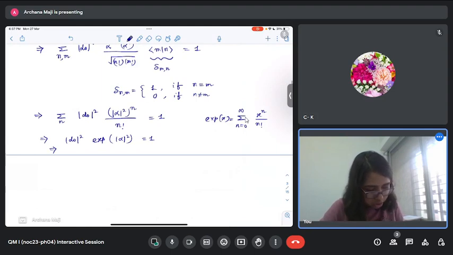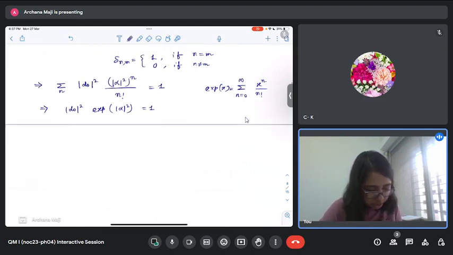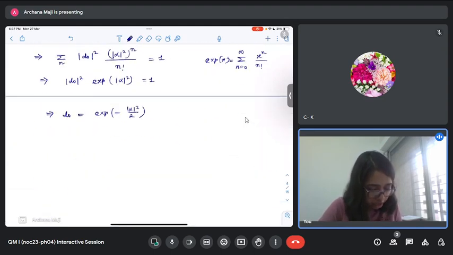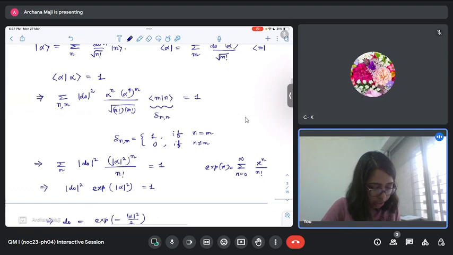So we do it on the next page. So d0 is exponential of minus mod of alpha square over 2. Okay, so this is how we determine what d0 is. Now the alpha ket is known to us.